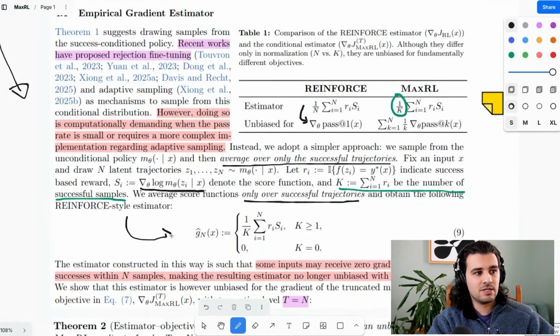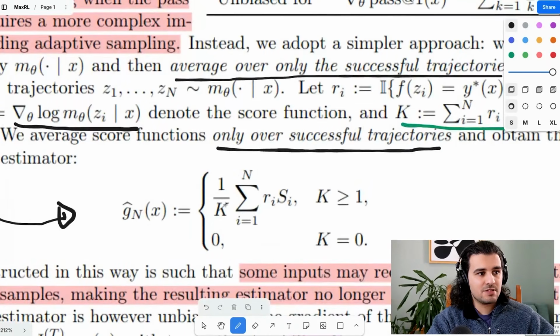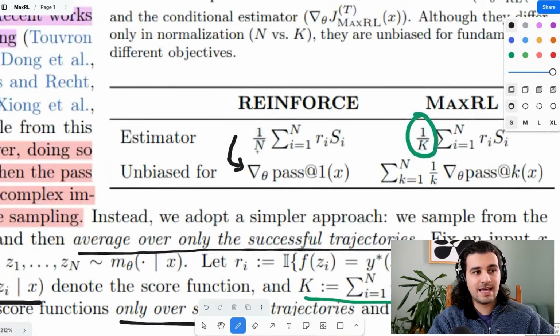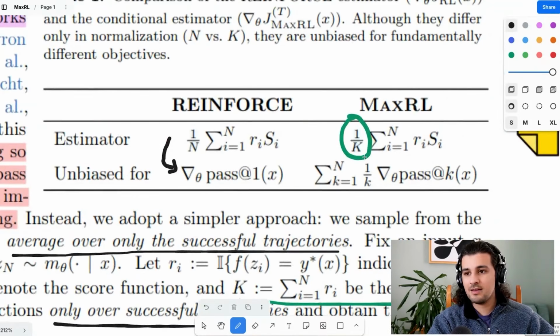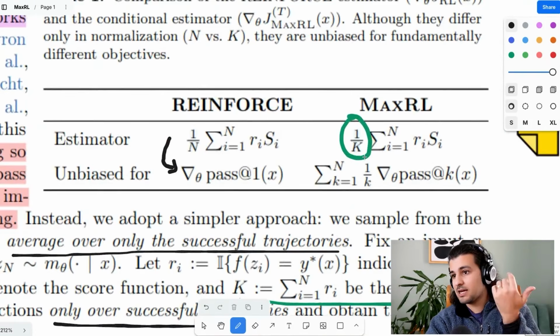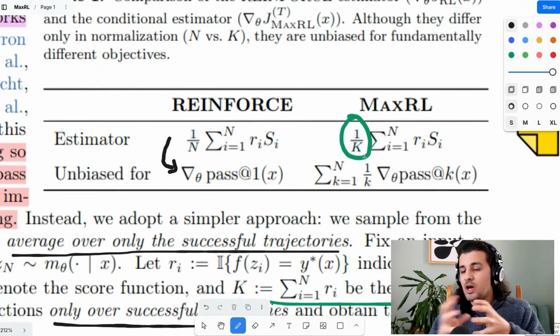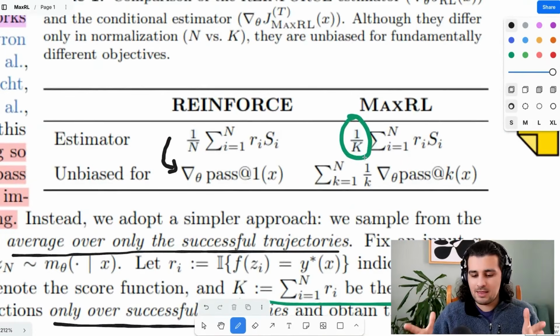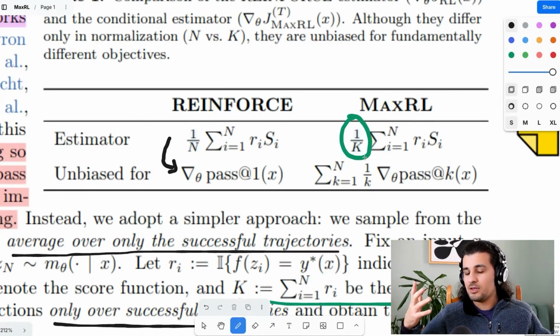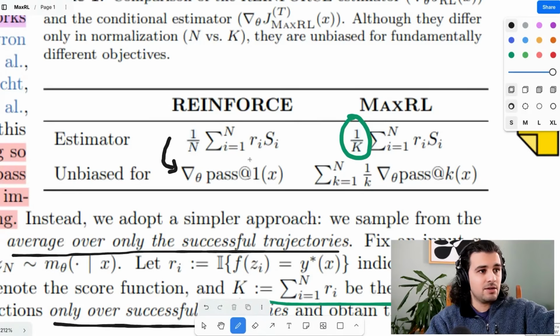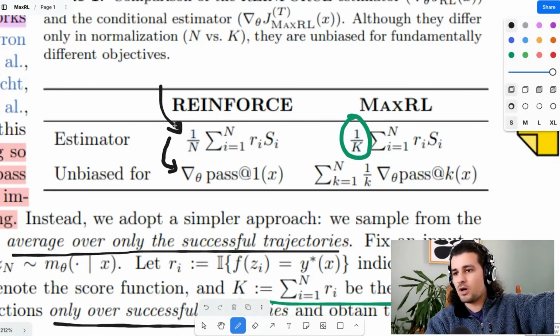Then we average the score function only over successful trajectories and obtain the following REINFORCE-style estimator. You see, the only difference between REINFORCE and this is this k. In REINFORCE, it's an n. In MaxRL, it's a k. And the k means how many of them actually worked. So if you had n of 10 and 3 worked, you're going to average over the 3. If you have n of 10 and 9 were good, you're going to average over 9. Here you're going to average over 10 all the time, whatever happens, even if you get them all wrong.